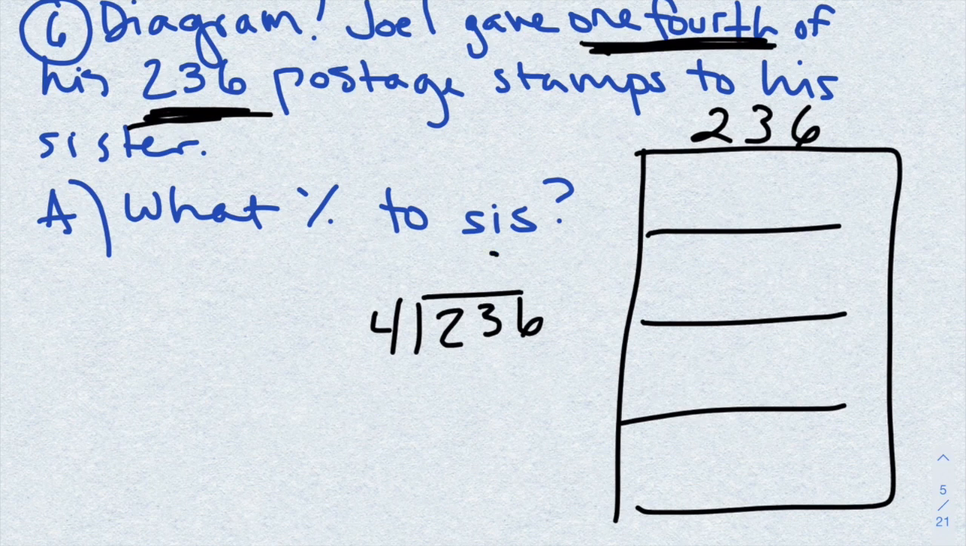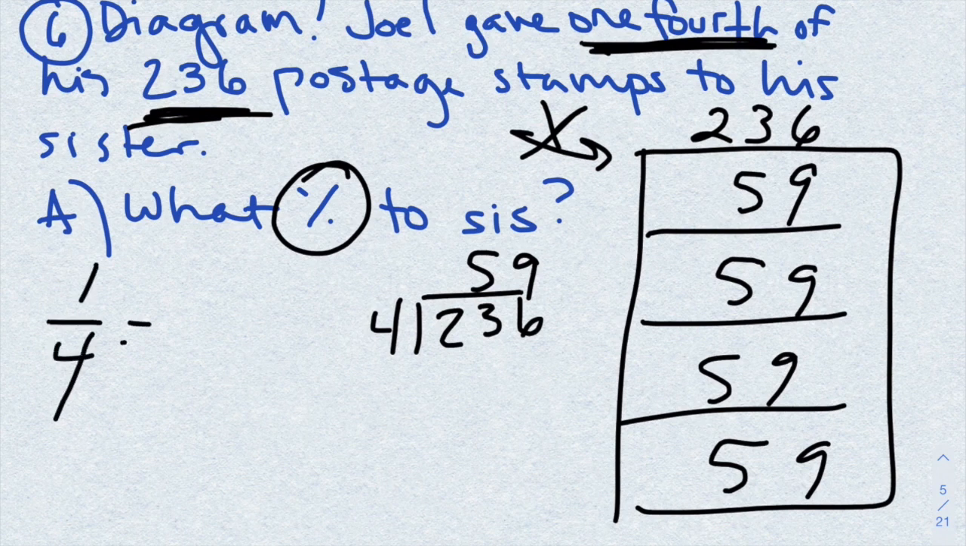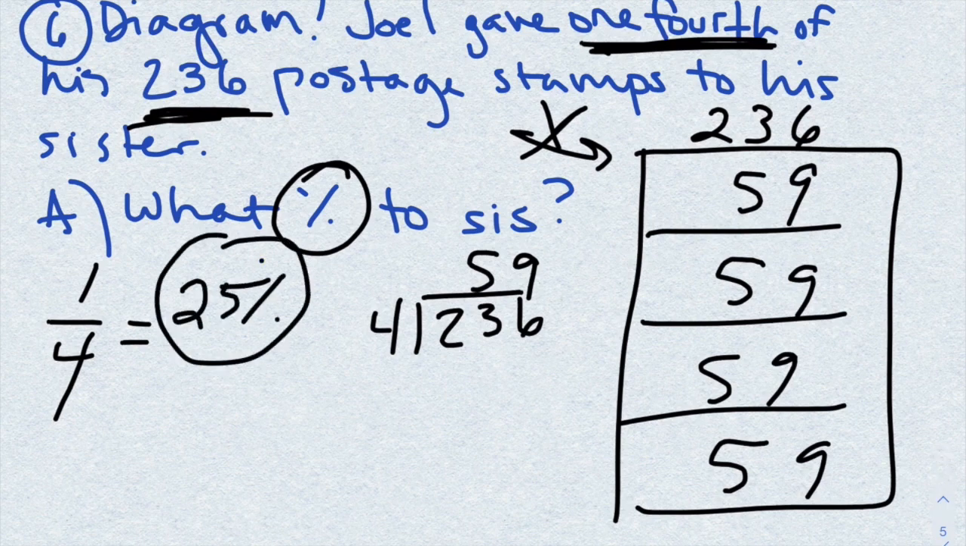236 divided by 4 ends up being 59. I put my 59 in each box. And the first question is, what percent went to his sister? I don't even need to look over here for this question. I can just look at my fraction, and it says 1/4 went to his sister, and as a percent, that would be 25%. That's all I need to do.